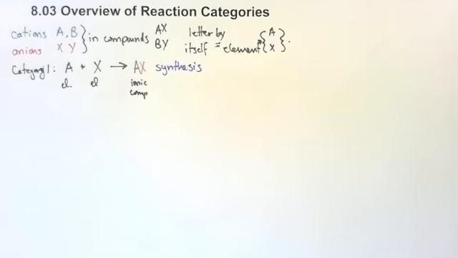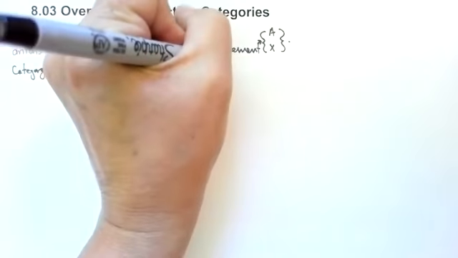Category 2 is the reverse of this. What if I have an ionic compound, AX, and that undergoes a reaction? What do you think? Did you say we're going to break it down into its components, A plus X? So here I start with an ionic compound. I'm going to break this down into elements. We call this decomposition. This is a decomposition reaction because it decomposes. Decompose means to break down.